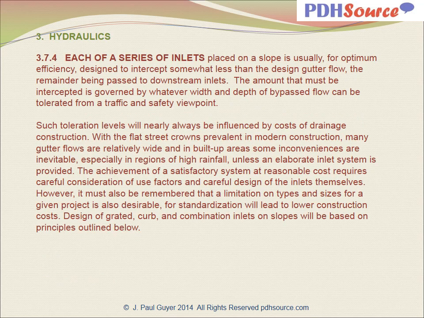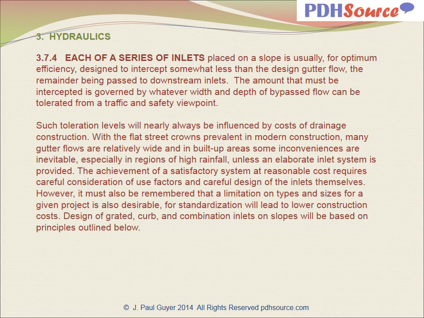Each of a series of inlets placed on a slope is usually, for optimum efficiency, designed to intercept somewhat less than the design gutter flow, the remainder being passed to downstream inlets. The amount that must be intercepted is governed by whatever width and depth of bypassed flow can be tolerated from a traffic and safety standpoint. Such toleration levels will nearly always be influenced by costs of drainage construction.